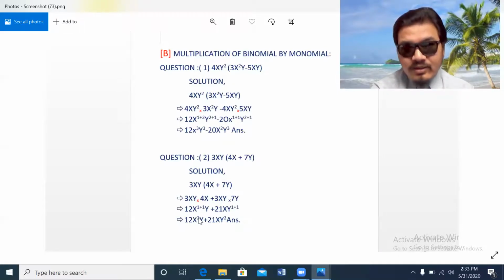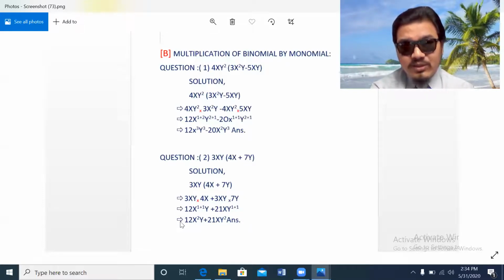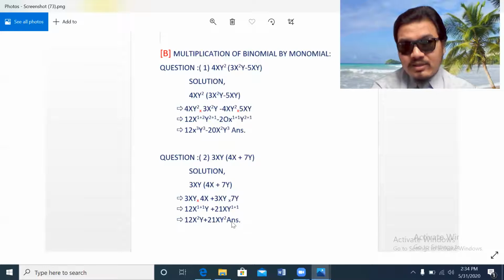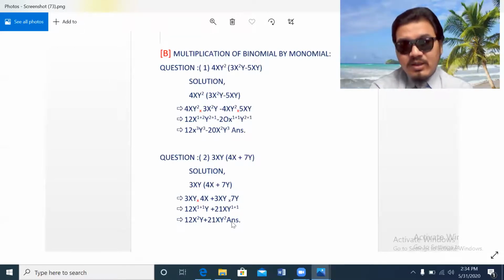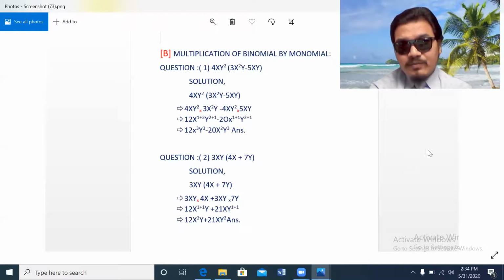Now right here, in the next line, there is also an implies sign. This implies sign should be used instead of equals to, I suggest, and that will be the best one. And 12x square y plus 21xy square, because this 1 plus 1 is 2, this is y square. Answer, this is the result. Please don't forget to write this answer also at the last. And now this was the multiplication of binomial by monomial. Now let's move to the next page.